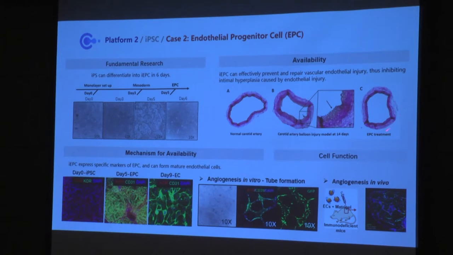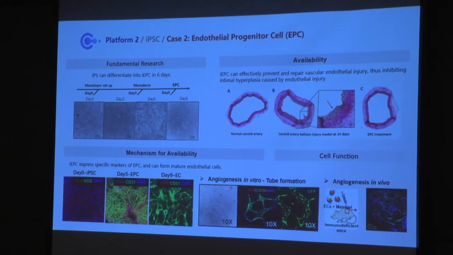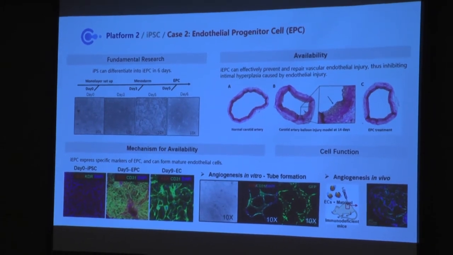But this is a control, and when there is balloon damage, we give about 1.5 million cells per kilo, and the vessel repairs as in the control, as normal. So that means the endothelium progenitor cell is more effective to repair the vessel.